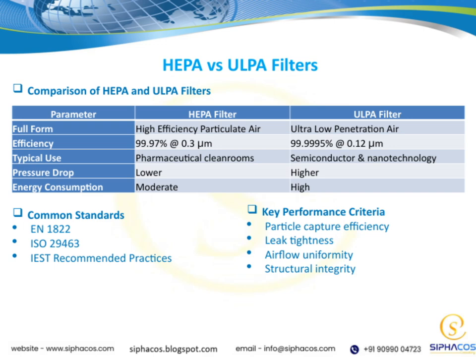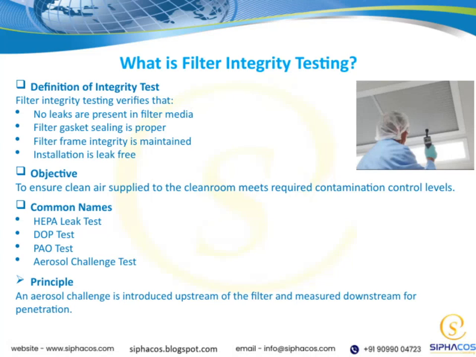In terms of pressure drop, HEPA filters generally have a lower resistance to airflow, which means they require less energy to operate. ULPA filters, on the other hand, have a higher pressure drop, leading to increased energy consumption. So, selecting between these filters involves balancing the level of filtration needed with energy efficiency considerations. Understanding these differences helps us make informed choices tailored to specific cleanroom requirements, ensuring safety, efficiency, and compliance in our environments. So let's talk about what filter integrity testing actually is.